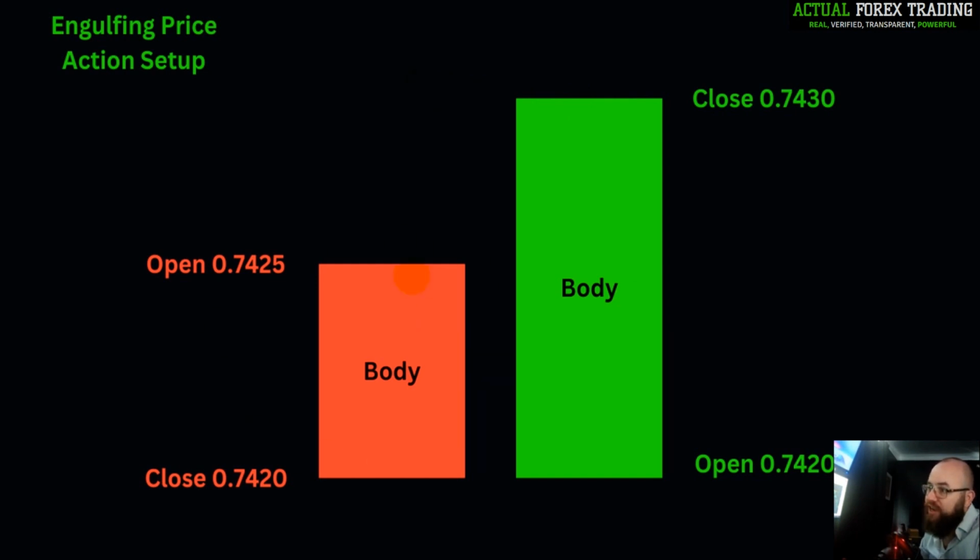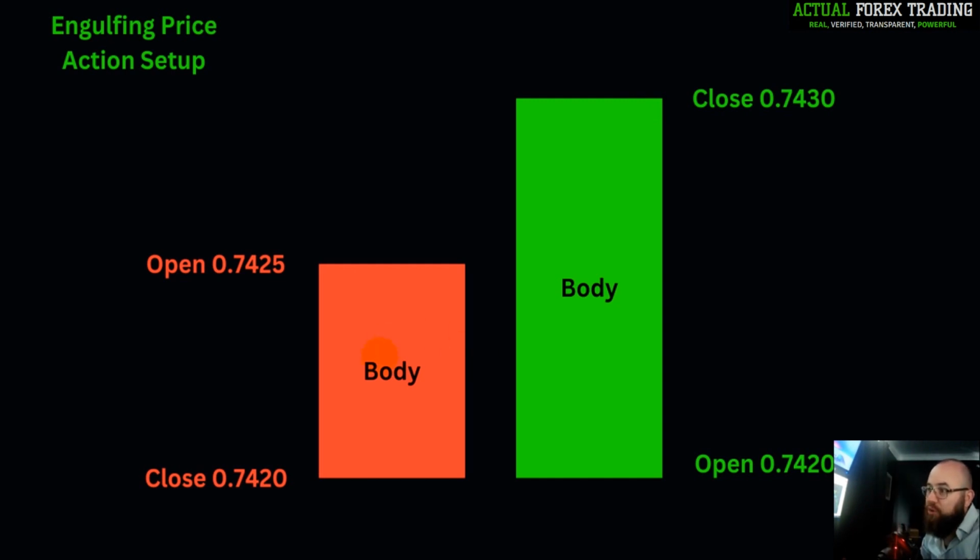If we look at this red candle here, we opened at 74.25, closed down here at 74.20. The next candle opened at 74.20, which is the close of the previous candle. That's quite common. But this candle actually closed all the way up here at 74.30. It engulfs the previous candle. It's bigger than the previous candle. It overshadows the previous candle.